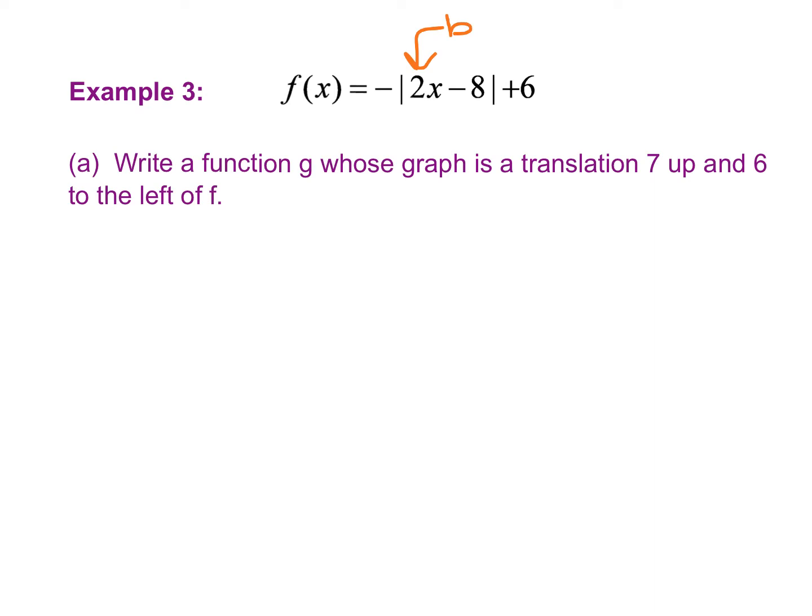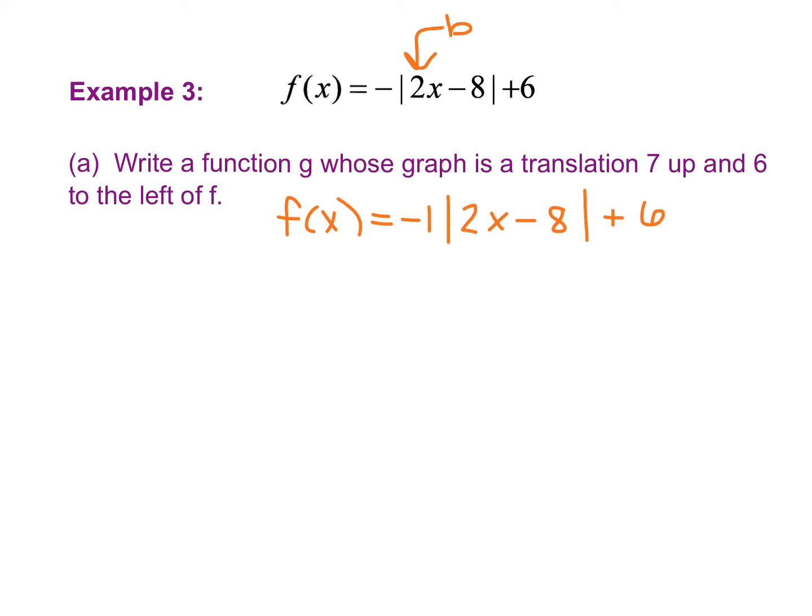But we need to be very, very careful when there is a number in front of x, because it does change how a translation can occur. So we're going to just start by rewriting this down here so we can see everything. So we have a -1 out in front for our a value. I'm going to write -1 just so I remember that's my a value. I have 2x minus 8 inside of those absolute value symbols, and then I have plus 6 on the outside.